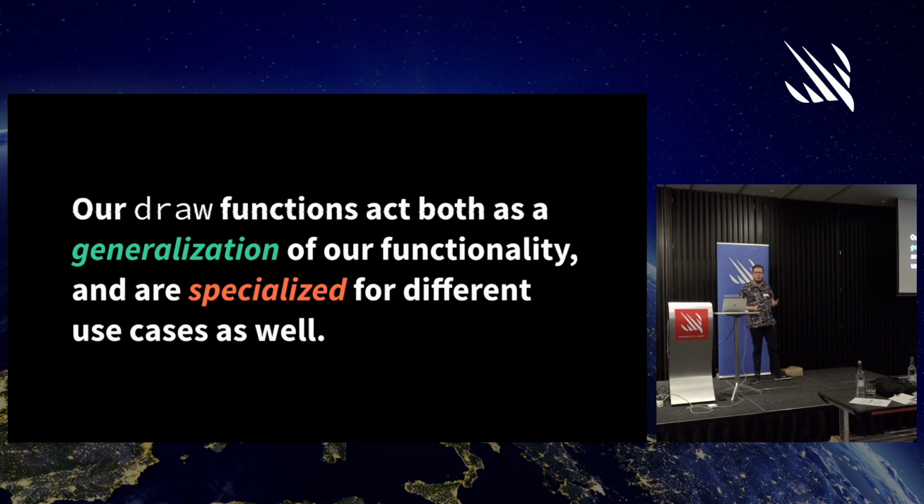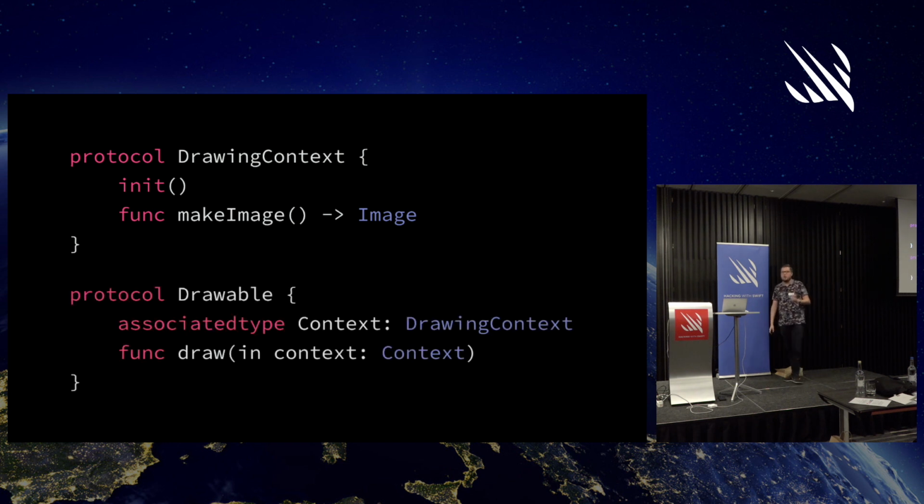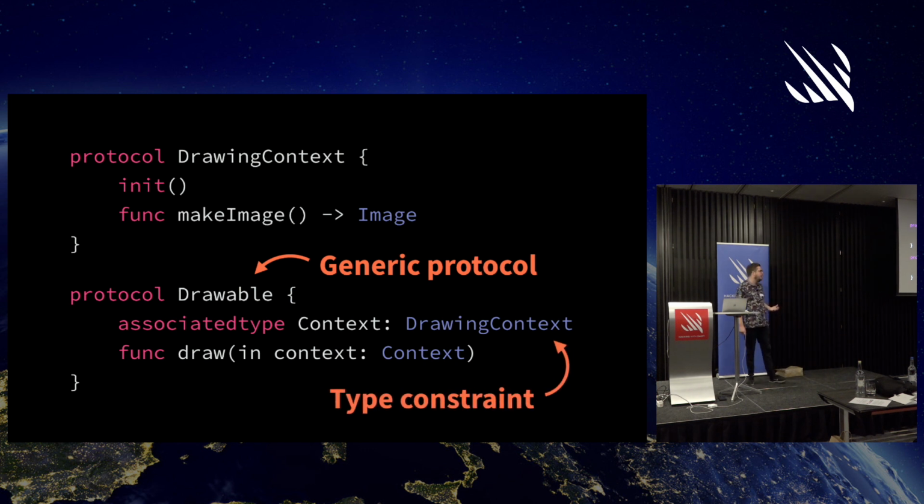The first thing we could do is we could take our drawing context type and turn it into a protocol instead. And the only requirements we will have for this protocol is that we can create a new drawing context just with an empty initializer, and that we can create an image out of a drawing context. Then what we can do is we can take all of our drawing code and make a protocol out of that called drawable. Drawable will be a generic protocol. And the reason it's generic is because it has this associated type. And the associated type here has a type constraint that says that in order to create a context, you need to conform to the drawing context protocol.